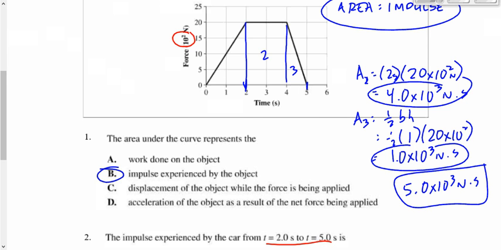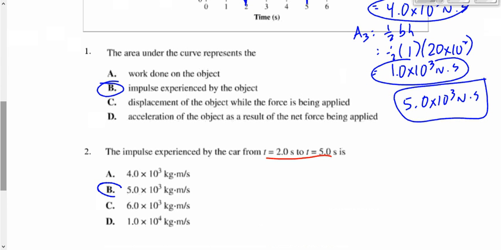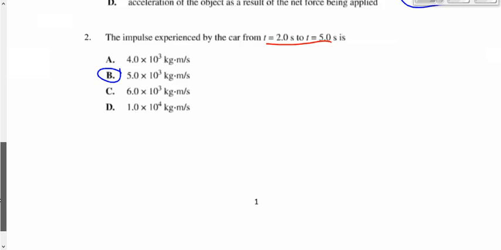And I hope that option is there. Sure enough, 5.0 times 10 to the 3 kilograms meters per second. But we know a kilogram meter per second is the same thing as a Newton second, right? All right, is there any more?